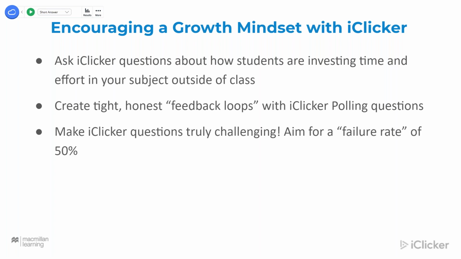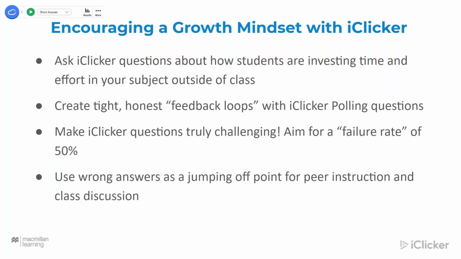You want to make your iClicker questions truly challenging. Aim for a failure rate of 50%. That's right, I said it, 50%. The reason you want to do this is, number one, you've got those high achieving students who are maybe not as challenged as they need to be, or they are encountering challenge for the first time, and you really need to teach them how to have a growth mindset. The other thing is you've got middle achieving students who need to be challenged as well with those high standards because they might surprise you and reach them.